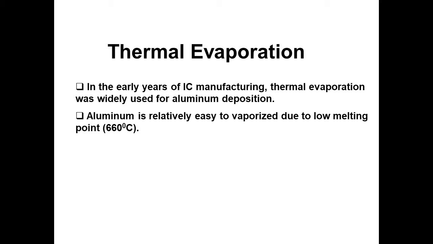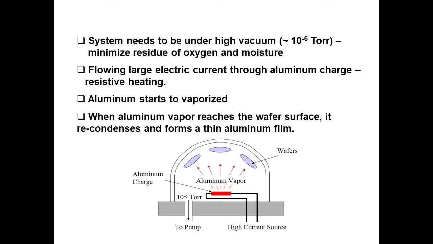Aluminium is relatively easy to vaporize because of its low melting point compared to other types of metals, which is just around 660 degrees Celsius. A typical thermal evaporation system needs to be under high vacuum, because we don't want any oxygen, air, and moisture inside the chamber.